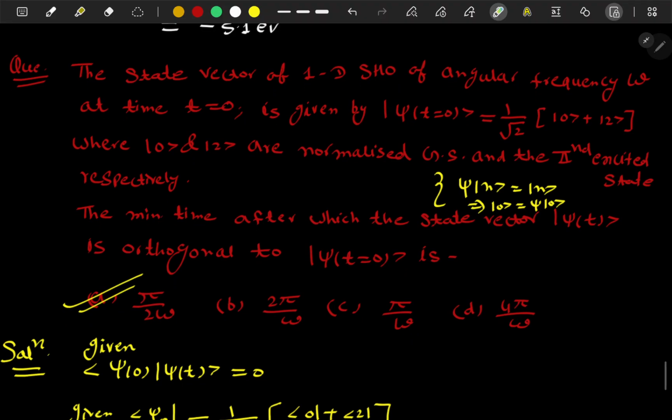Now the state vector of a 1D SHO of angular frequency omega at time t equals 0 is given by this.